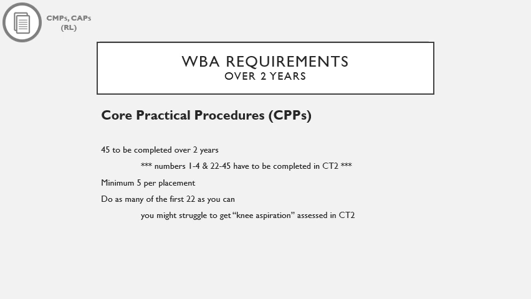As you can see on your checklist, there are 4 which have to be completed in A&E, and you have to have done a minimum of 5 in total for each placement. Although I know I sound like a broken record, try and complete as many as possible of the first 22 that you can in your CT1 year, if not all of them.